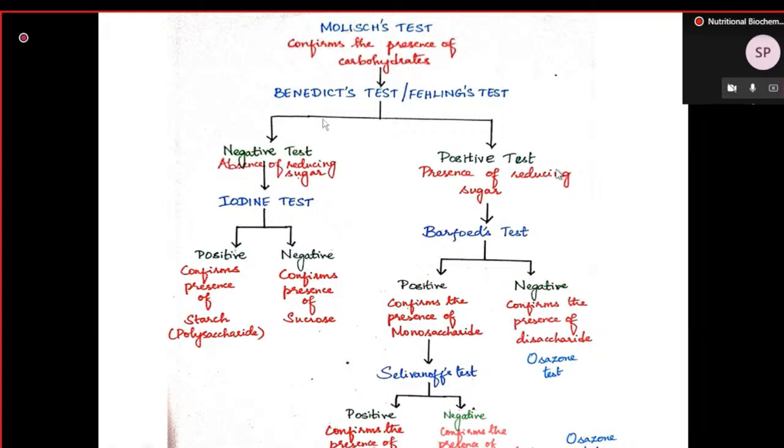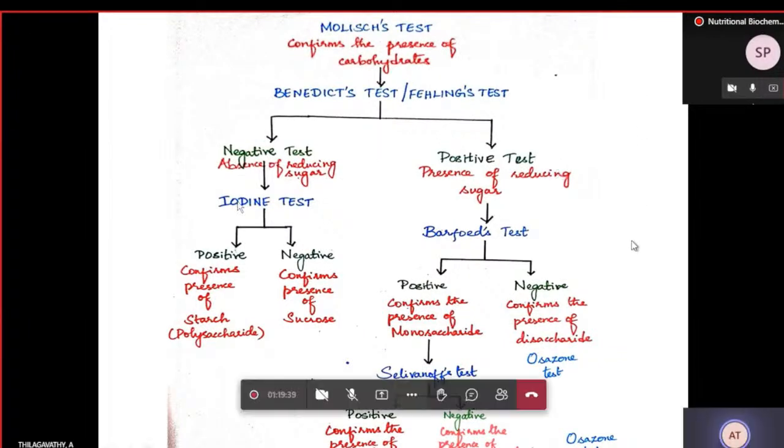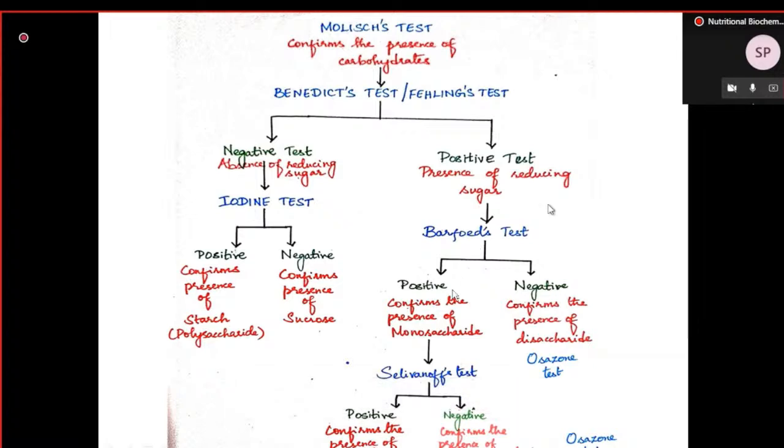Okay. So, if you get a negative test, you will go and do the iodine test. If your Benedict's test is negative, what you should do next is directly go to iodine test. You need not do Barfoed's test or Seliwanoff's test, which are further to distinguish between reducing sugars. So if your Benedict's test is negative, you will start doing the iodine test.